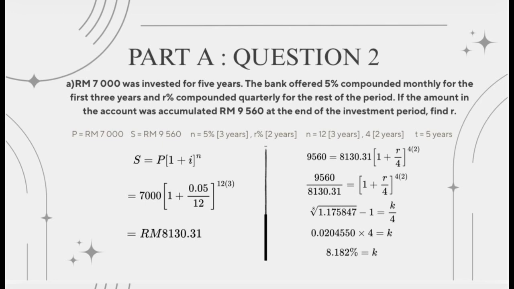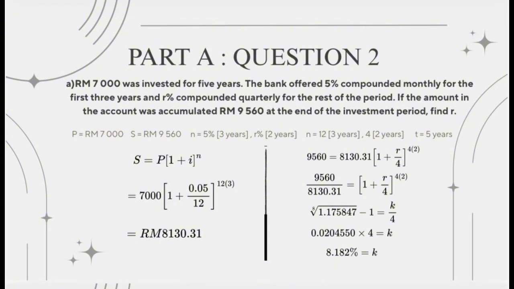In this question, 7,000 ringgit was invested for a total period of 5 years. For the first 3 years, the bank offered an interest rate of 5% compounded monthly. For the remaining 2 years, the rate changed to R% compounded quarterly. At the end of the 5 years, the accumulated value became 9,560 ringgit. We need to find the value of R.